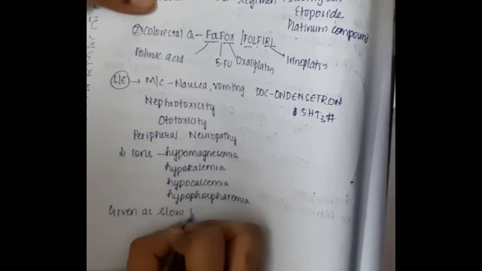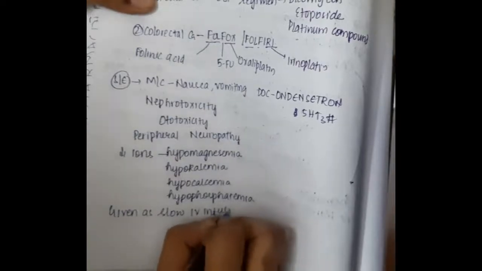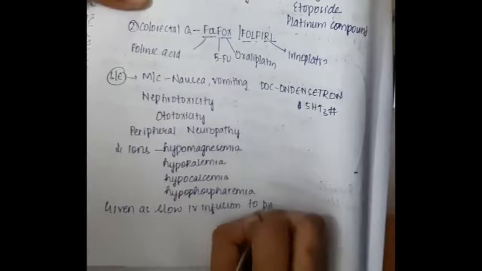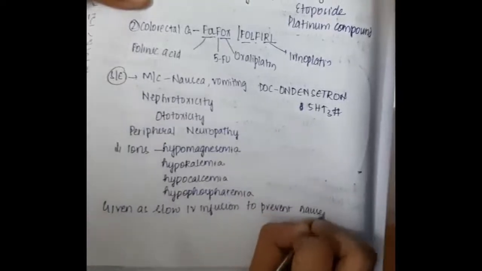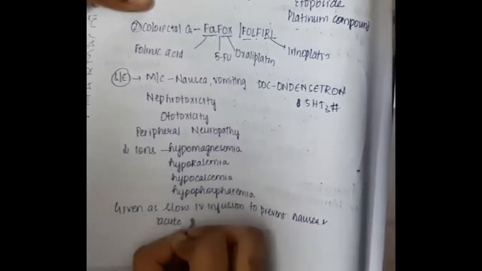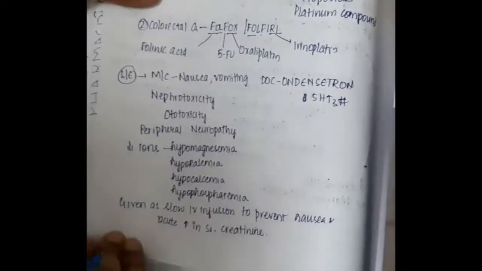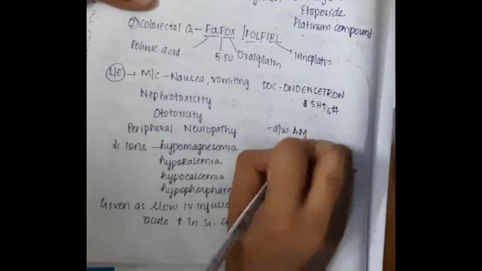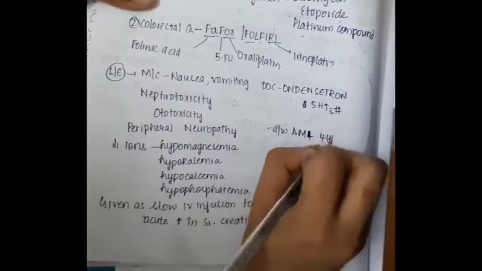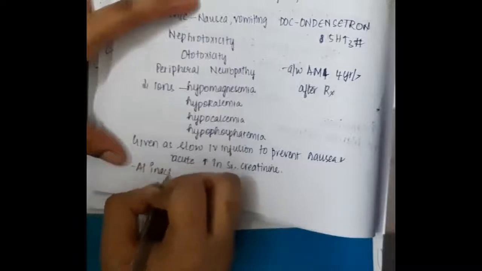So it decreases potassium ions causing hypokalemia. It decreases calcium ions causing hypocalcemia, and it decreases phosphate ions causing hypophosphatemia. So this drug can be given as slow IV infusion in order to prevent nausea and also to prevent acute increase in serum creatinine. It is mainly associated with AML 4 years or more after the treatment.